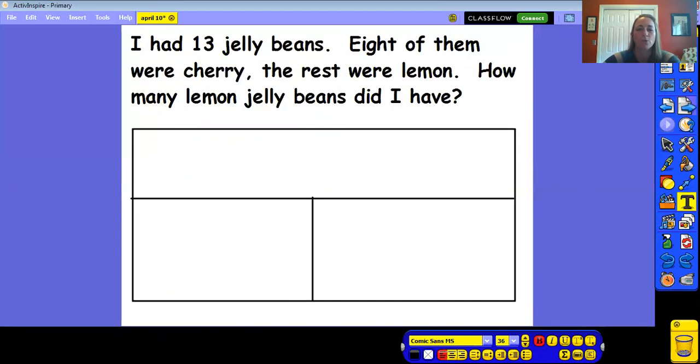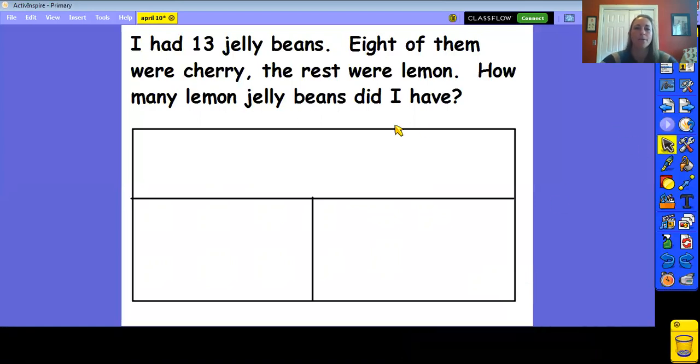Now, here's one for you to try on your own. And I would like you to try to use the part-whole model for this, okay? I had 13 jelly beans. 8 of them were cherry, the rest were lemon. How many lemon jelly beans did I have?